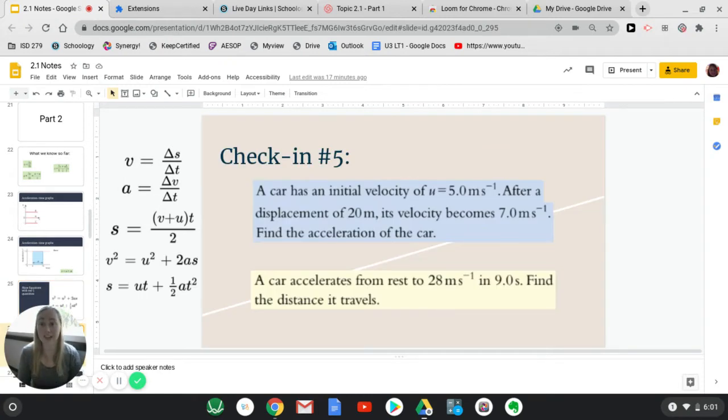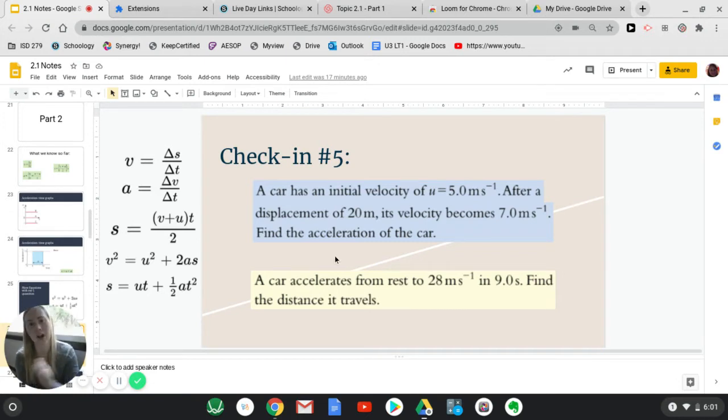So let's do a check-in with these new equations. A car has an initial velocity of u, which is 5. After a displacement of 20 meters, its velocity is now 7. And they want the acceleration of the car. Note you weren't given time, which is when this equation right here is super useful. So go ahead and try it. You should get an answer of 0.6 meters per second squared. Let me know if you need me to show you how to do it.